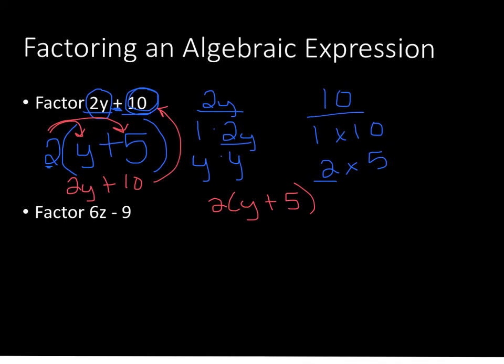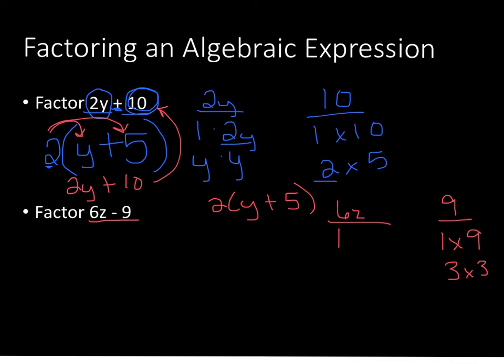All right, so let's go ahead and work on the second one. So they're telling us to factor 6z minus 9. Well, to do that, I need to know what factors 6z and 9 have in common. Well, 9's pretty easy. I have 1 times 9, and I have 3 times 3.